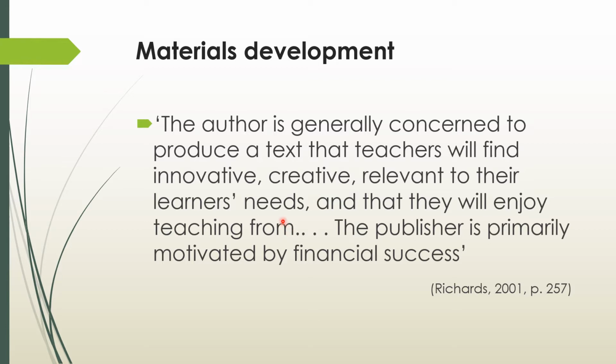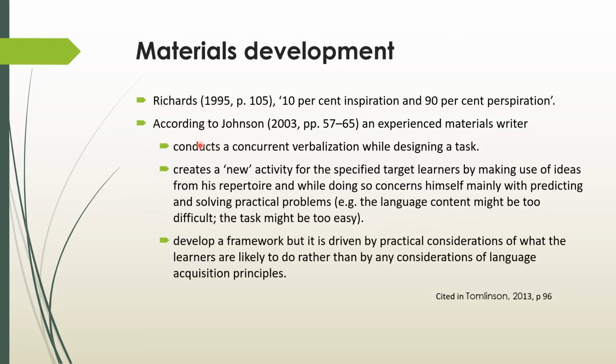So mainly we have three perspectives: the genuine author, who is only an author, the author who is also a teacher, and the publisher. So here is the model, which of course is cited in Tomlinson. According to Johnson, what will an experienced material writer do?